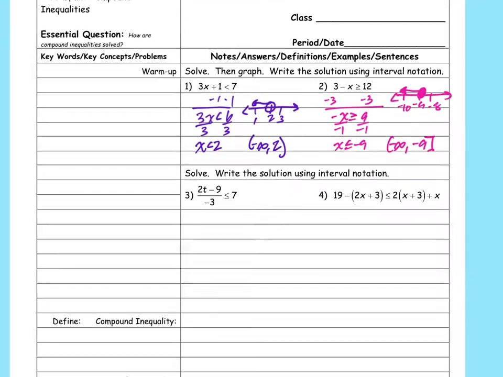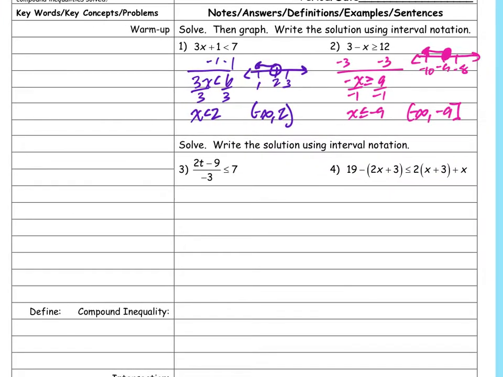Okay. And then, let's see. Multiply by negative 3. So I've got 2t minus 9. I multiplied by a negative number, so my inequality sign switches. Negative 21 plus 9. 2t is greater than or equal to negative 12. Divide by 2. T is greater than or equal to negative 6.